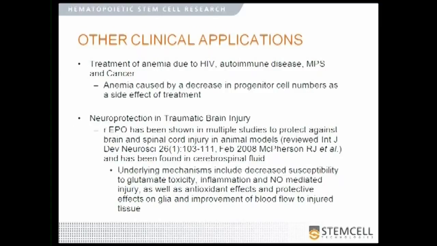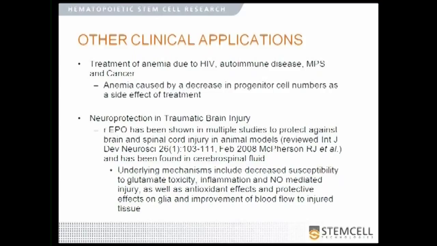Other clinical uses of EPO include the treatment of anemia due to HIV, autoimmune disease, myeloproliferative syndromes, and cancer. In each of these, anemia is the result of a decrease in the number of erythroid progenitors, which becomes depressed as a result of treatment with drugs that are toxic to these progenitors.